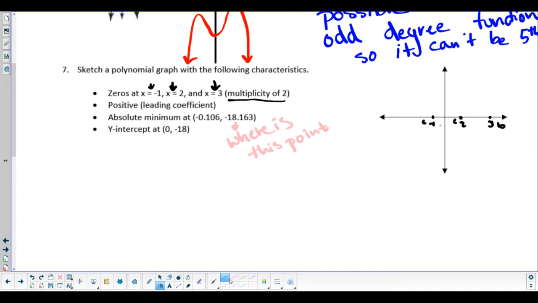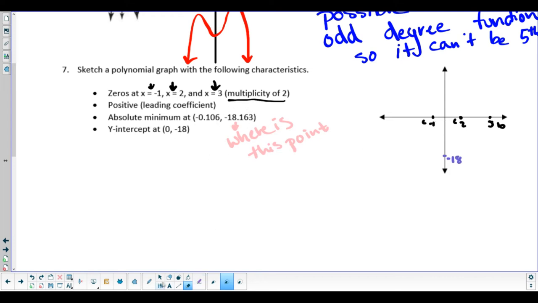And then it also has a y-intercept at negative 18. Let's say that's right here, okay? So I just need to draw a line that goes through all of these things. I'm kind of doing one of these sketch-a-graph things, I don't know. Anyway, I need to hit... This has an absolute minimum. This is such a bad spot.